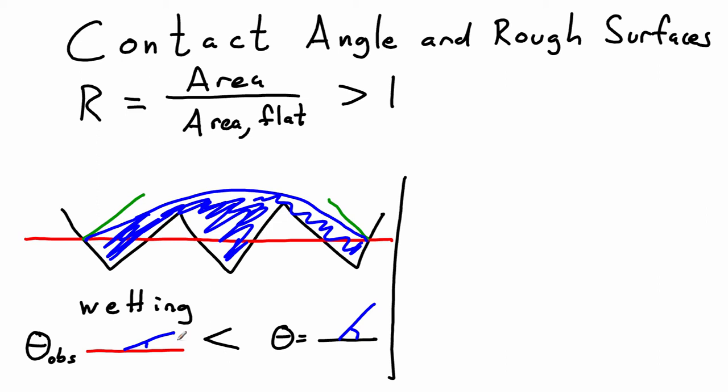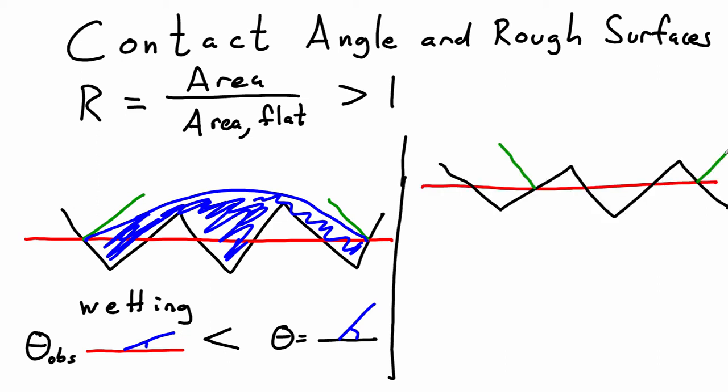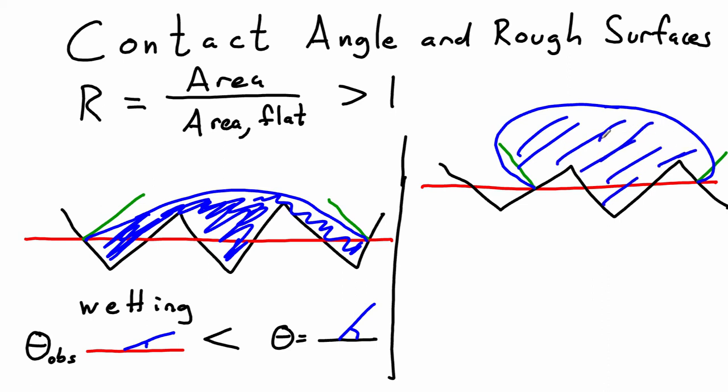Now let's look at something that's non-wetting. In the non-wetting case, we still draw 90-degree angles and say, okay, we're non-wetting, so we have to have a contact angle somewhat more than 90. So we'll make a contact angle somewhat more than 90 on both sides. Make our droplet. So here's our droplet of liquid. So in this non-wetting case, we can compare the observed contact angle and the actual contact angle.